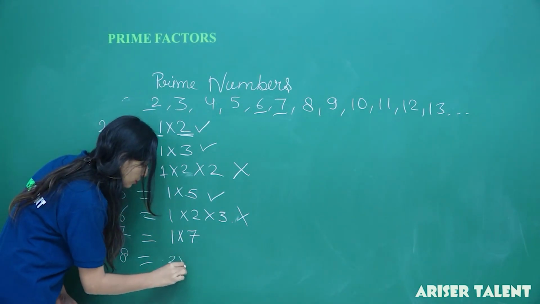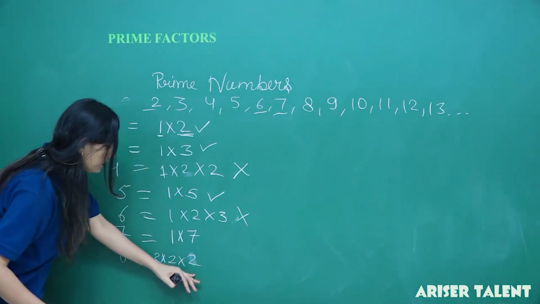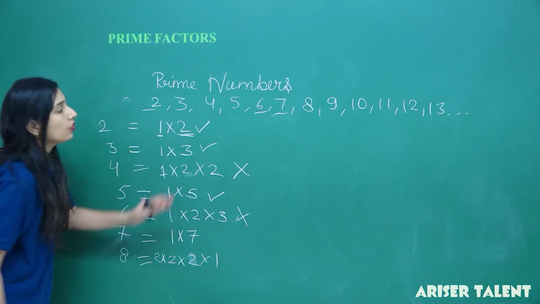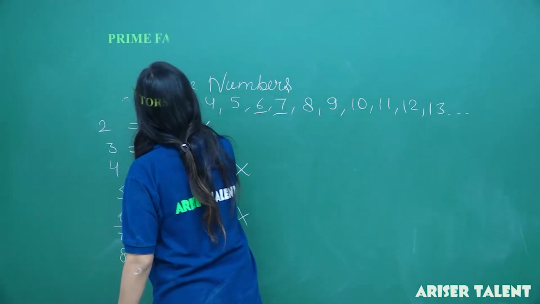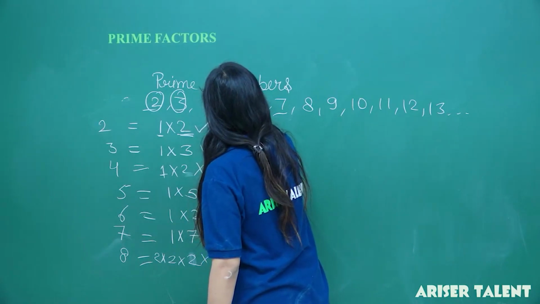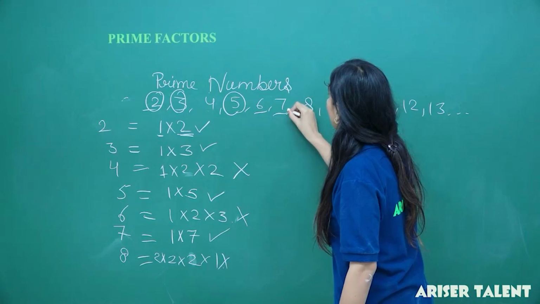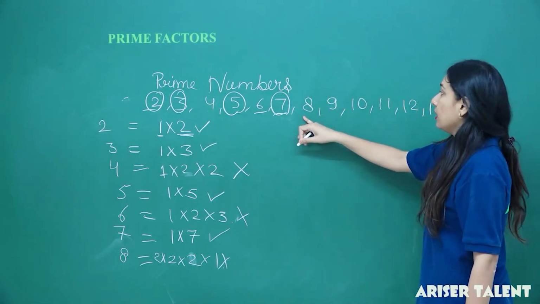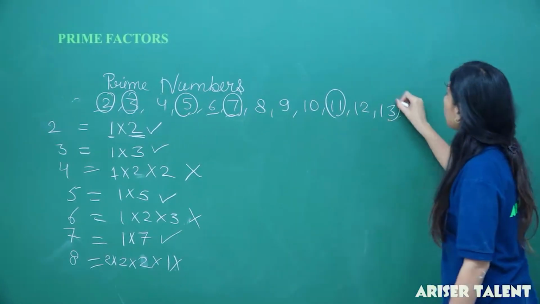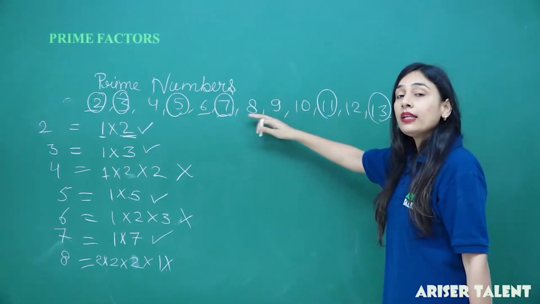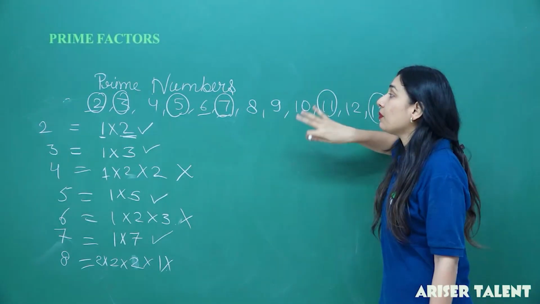8. 2 into 2 into 2 into 1 also. Okay. So, not a prime number. 2 is prime. 3 is prime. 4 is not a prime. 5 is prime. 6 is not a prime. 7 is prime. 11, yes. 13, yes. So, you can go on to infinity and find infinite numbers which are prime.